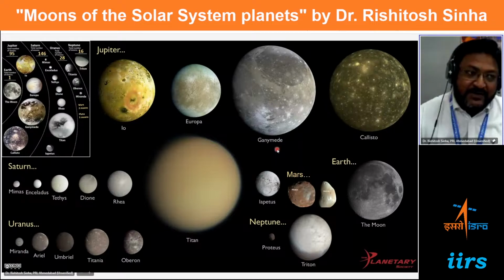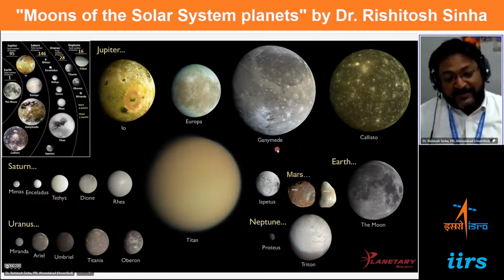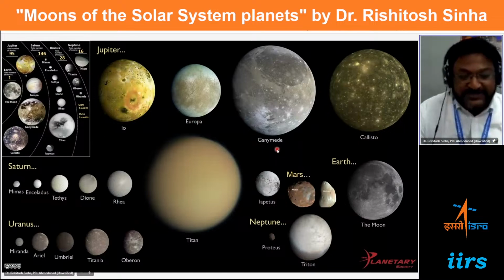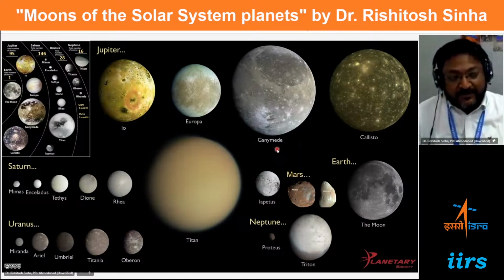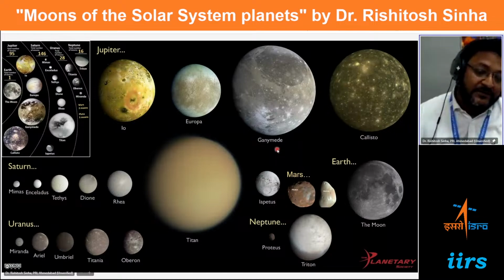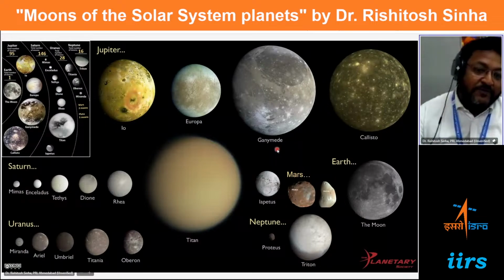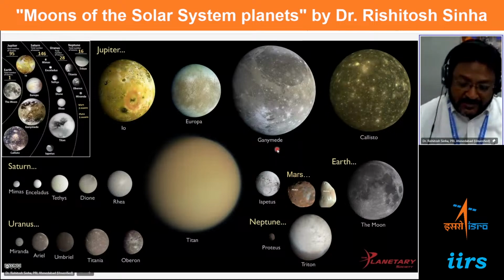Let me tell you all that not all these moons have been explored in detail, but there have been some missions like Cassini, Voyager, and New Horizons. These are some of the missions which have made flyby missions around these moons. Whatever data we have in hand comes from those flyby missions, and from that data we can analyze the geology, geomorphology, the subsurface, the atmosphere, and the ionosphere of these moons.